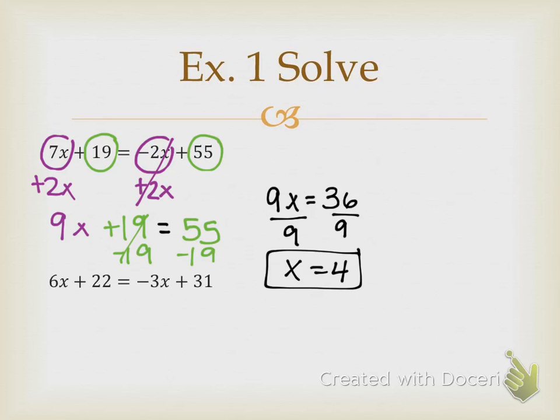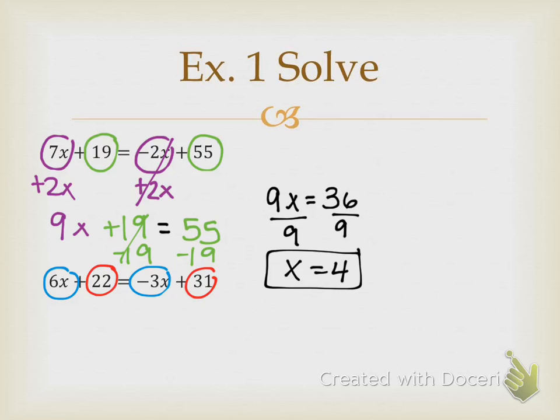All right, let's go to the next problem here. Sarah, what is my first set of like terms? 6x and negative 3x. Perfect. Stephanie, what is my second set of like terms? 22 and 31. Perfect. How would I get these to combine, William?